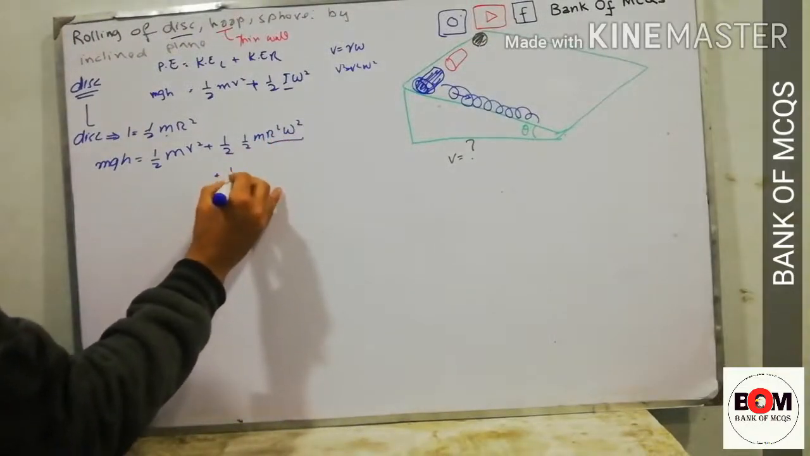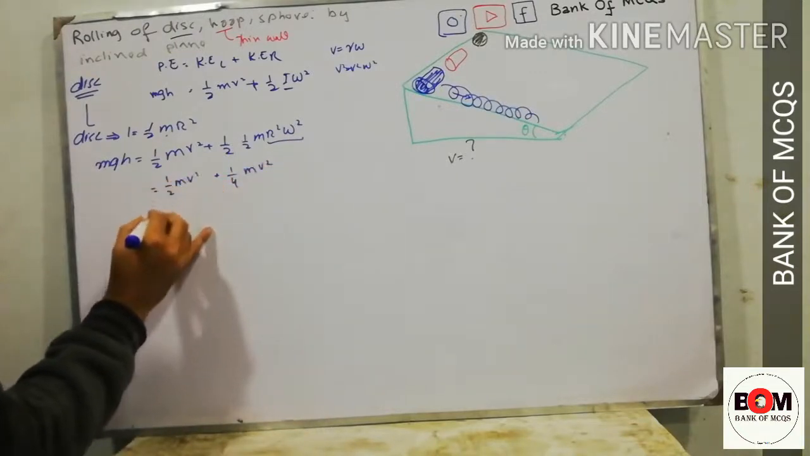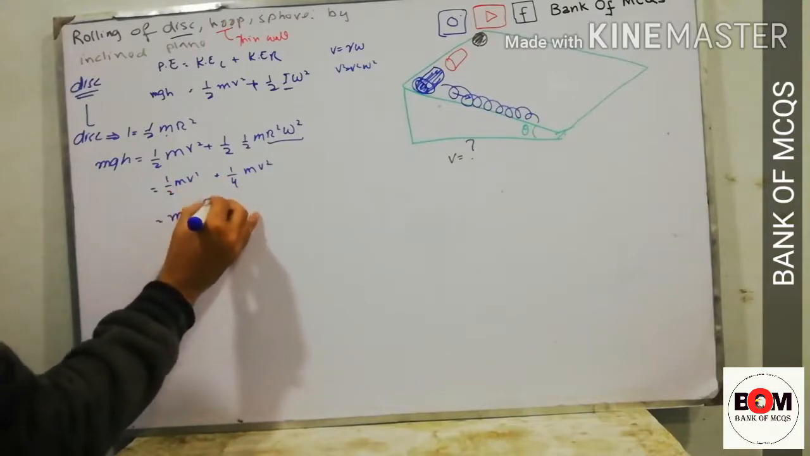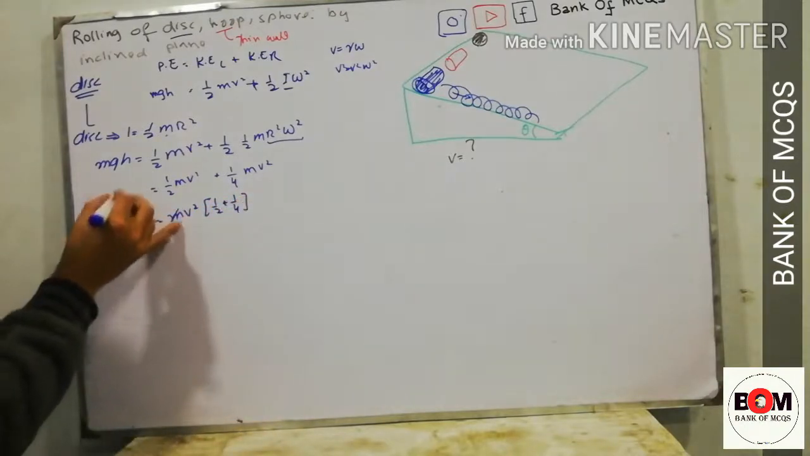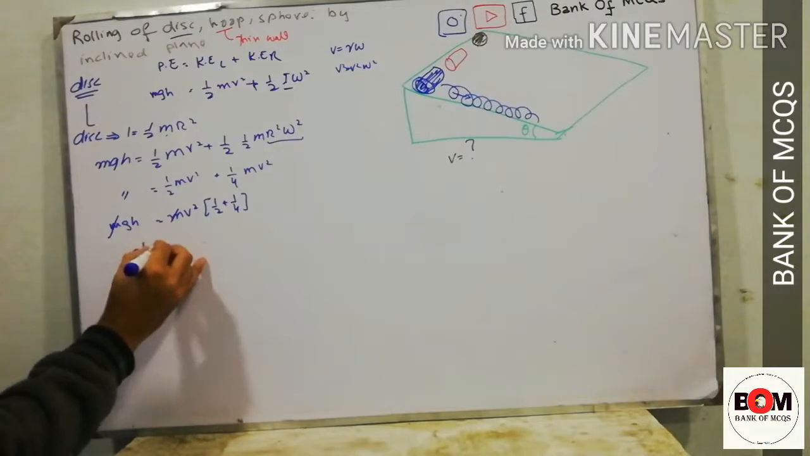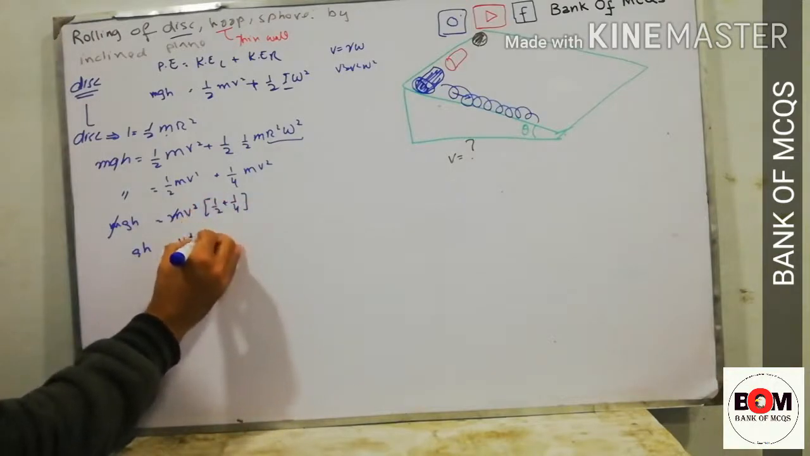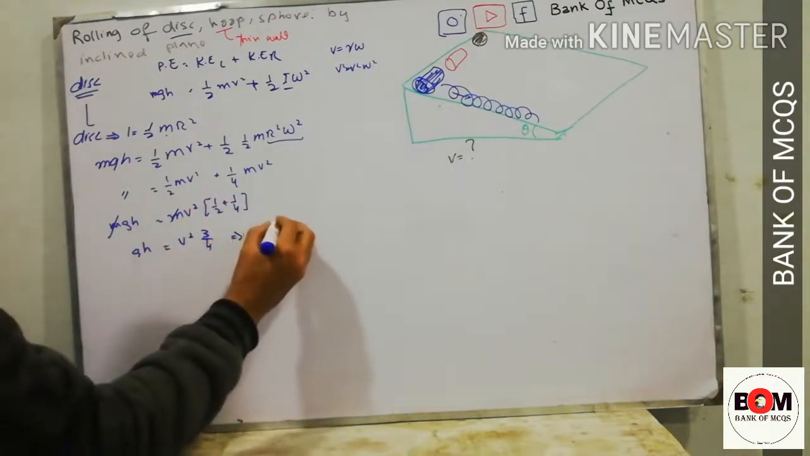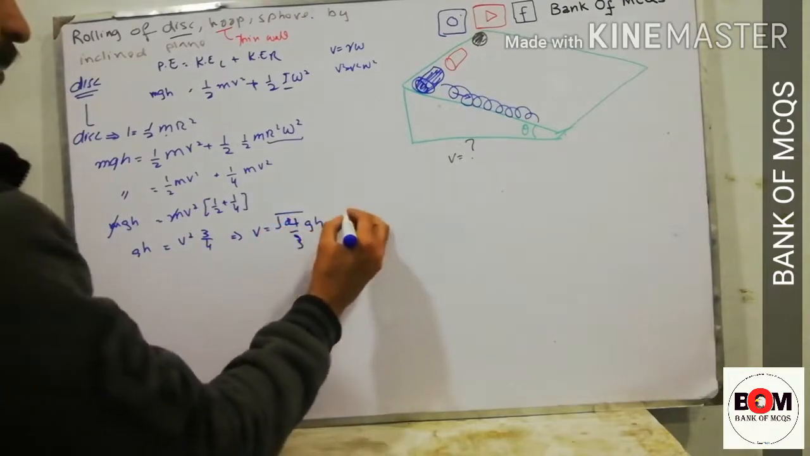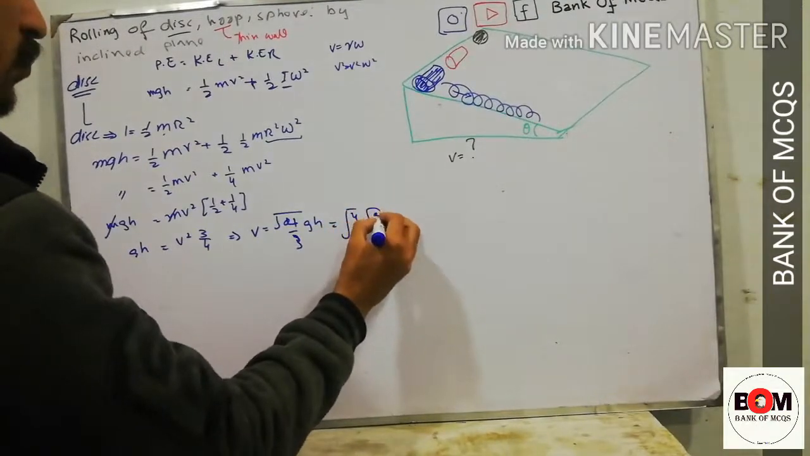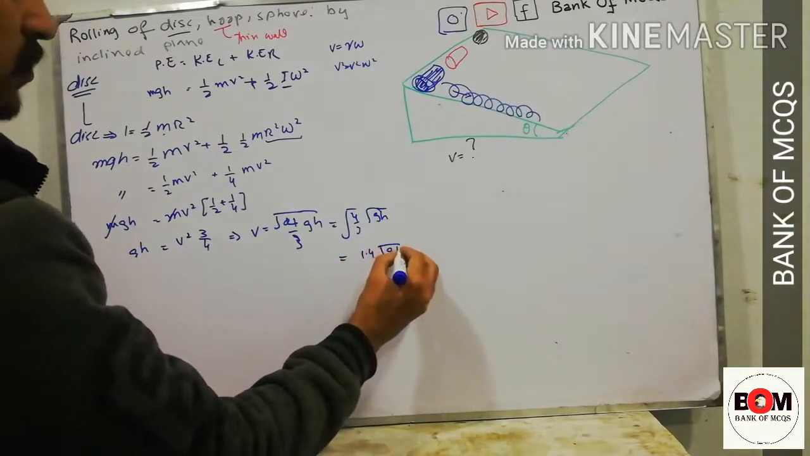So 1 into 2 by 2 is equal to 1 by 4 mv square. So half mv square plus 1 by 4 mv square. Taking mv square common, we will get mv square into 1 by 2 plus 1 by 4, and m cancels with mgh. So we will get gh is equal to v square into 1 by 2 plus 1 by 4, which is 2 plus 1 is equal to 3 by 4, or v is equal to under root 4 by 3 gh, or 1.15 under root gh.